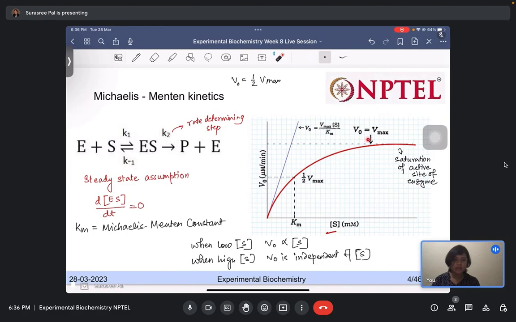This is known as the Vmax. That is called the maximum velocity, or the Vmax. Here this is the point which we call Vmax. When the substrate concentration is much more than the enzyme concentration, then this velocity becomes equal to the Vmax.